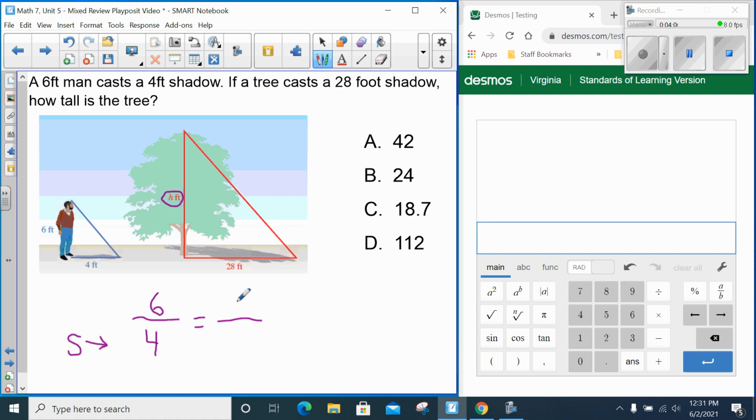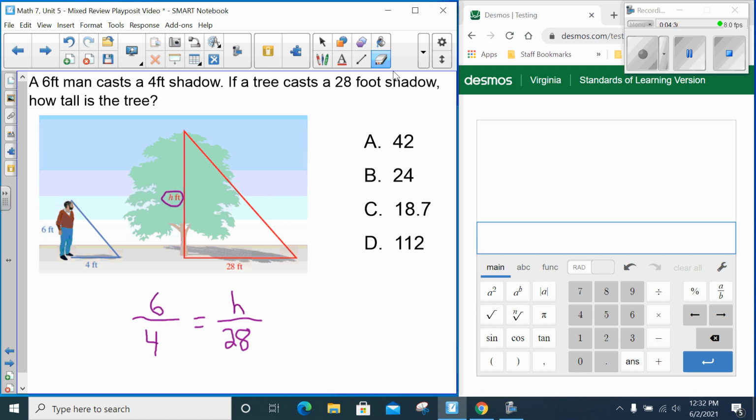I don't know how tall the tree is, but I do know that it casts a 28-foot shadow. So I'm going to put 28 in the bottom so that I'm consistent with my units, and all of my numbers that represent shadows can go down below. I still don't know the height of this tree, so this is where I'm going to write H, or we could use X, just any letter that represents your missing number that we don't know.